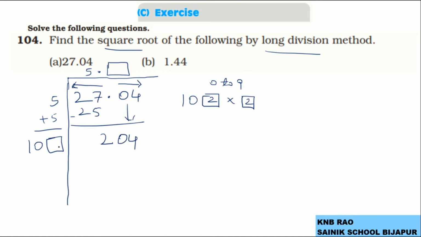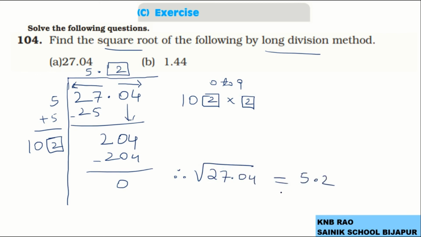102, 2s are 204. So that's how we find. We will check with 0, 1, 2, then we will decide what digit will be close to or equal to 204. So here 102, 2s are 204, it is equal. So 204 minus 204 is 0. Therefore, the square root of 27.04 is 5.2. That's how we find.